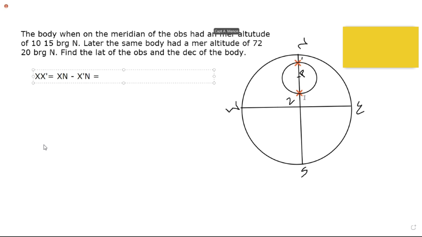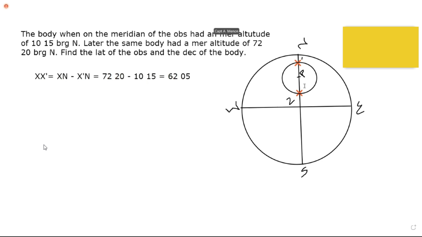And when we know that X dash, that is the lower meridian passage altitude, and the meridian altitude of the upper meridian passage was XN, then X dash will be equal to XN minus X dash. Okay? That we can say is 72 degrees 20 minutes minus 10 degrees 15 minutes, 62 degrees 05 minutes.